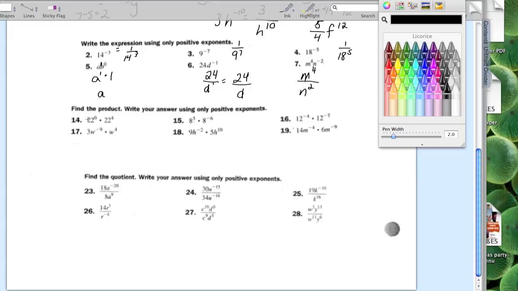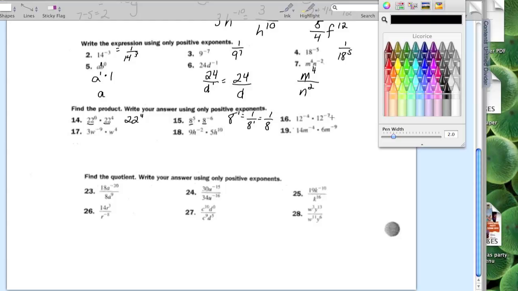Alright, number 14. I can say I have the same base, so I add 0 plus 4, I get 22 to the 4th. Or I might have seen that 22 to the 0 is 1, so 1 times 22 to the 4th is just 22 to the 4th. Number 15, my base is the same, so I add 5 plus negative 6. I get negative 1, which is 1 over 8 to the 1st, or 1 over 8.